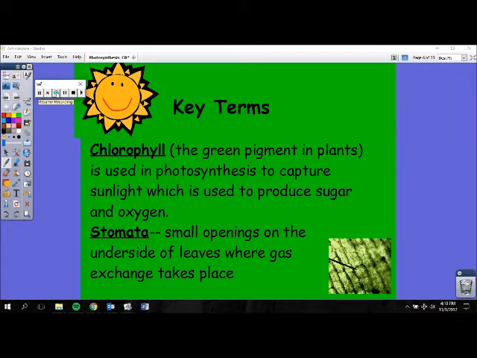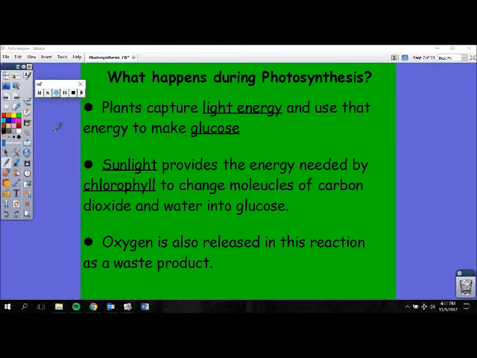Before we get into the nitty-gritty of photosynthesis, you've got to get at two key terms. You've got chlorophyll, which is a green pigment in plants that's used to help capture the sun's energy. Then you have something called stomata. Remember, stomata are small openings on the undersides of the leaves where the gas exchange happens. Okay, you're thinking, what kind of gases? Carbon dioxide comes in, oxygen leaves the cell.